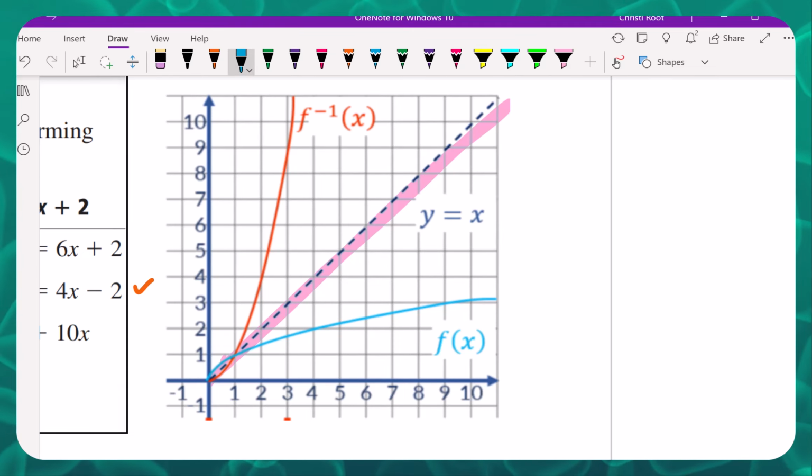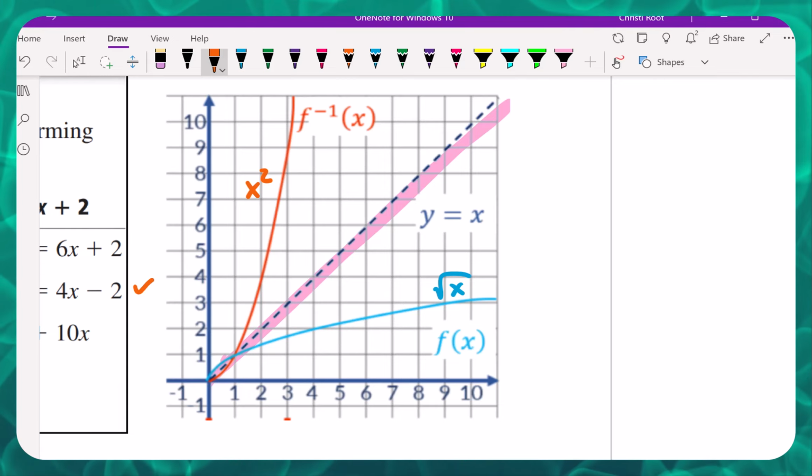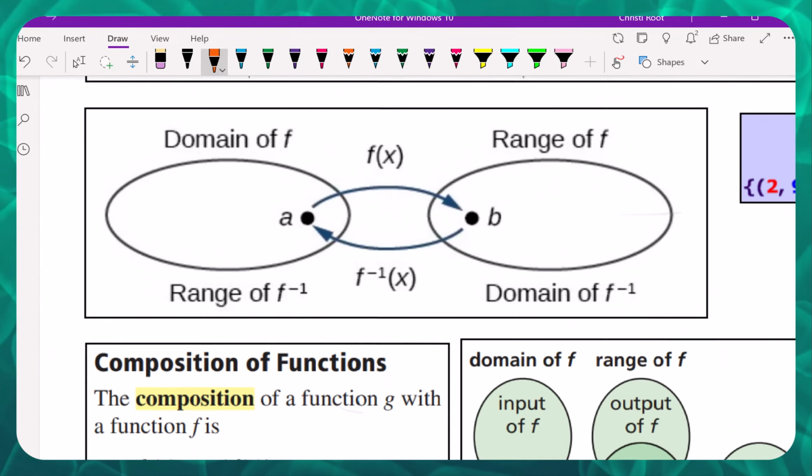This right here, this blue curve, is a square root of x. And the inverse of a square root, of course, would be the inverse function square. So this is x squared. The domain and the range are going to match. Vice versa, the range and the domain match as well. I'm going to talk about that over here.